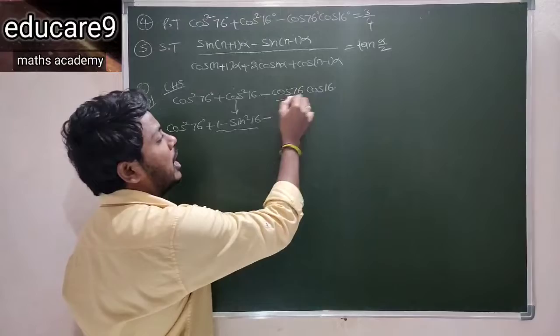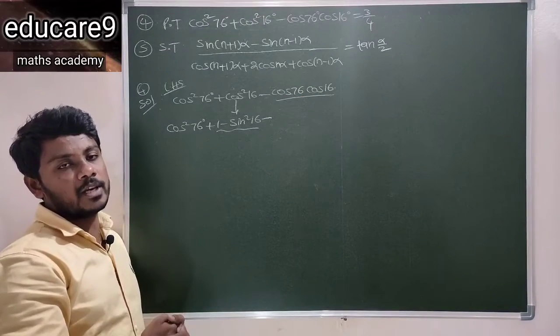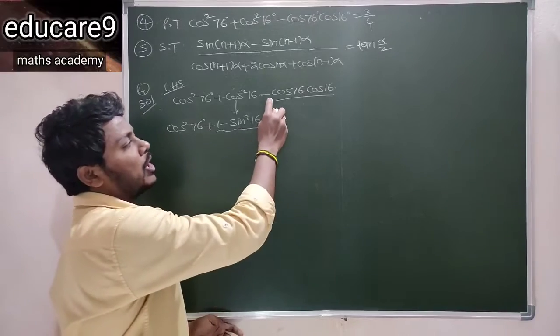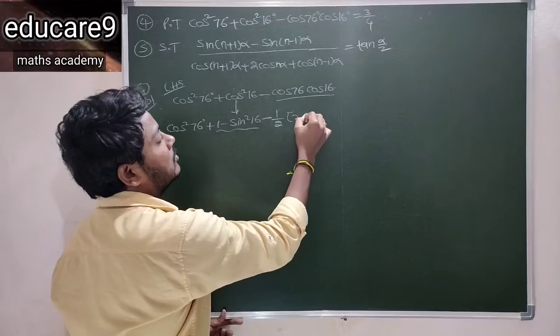So see here, we have the 2 cos a cos b formula, that is cos(a+b) plus cos(a-b). So for that here you want to multiply and divide with 2.